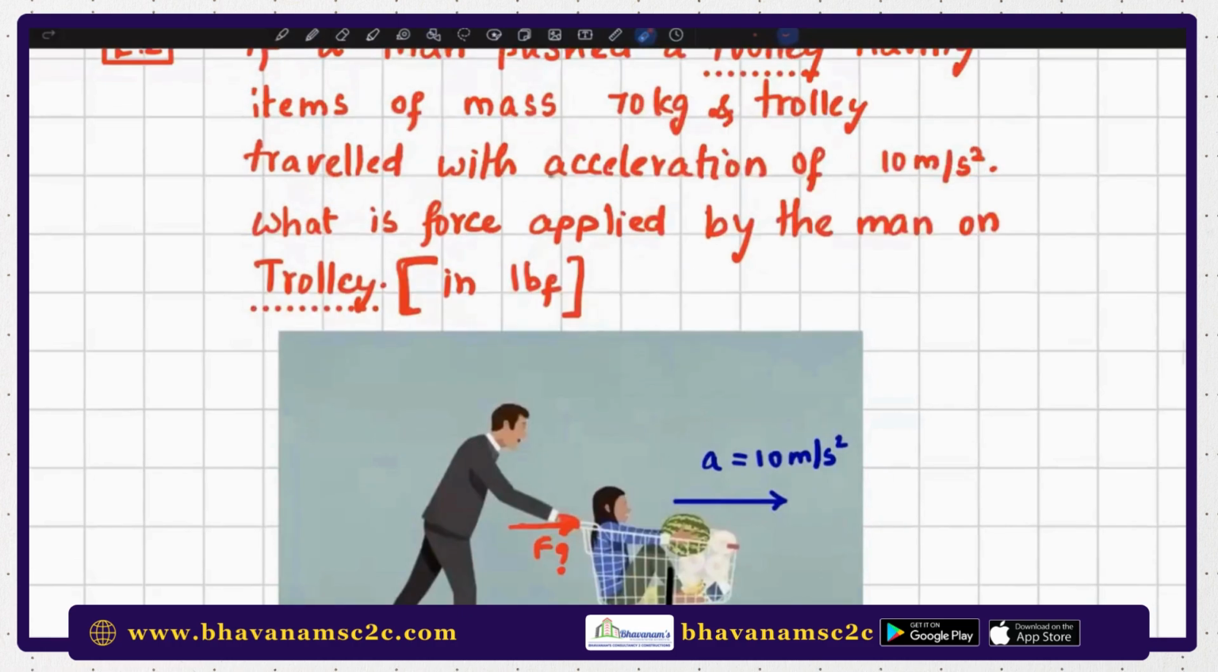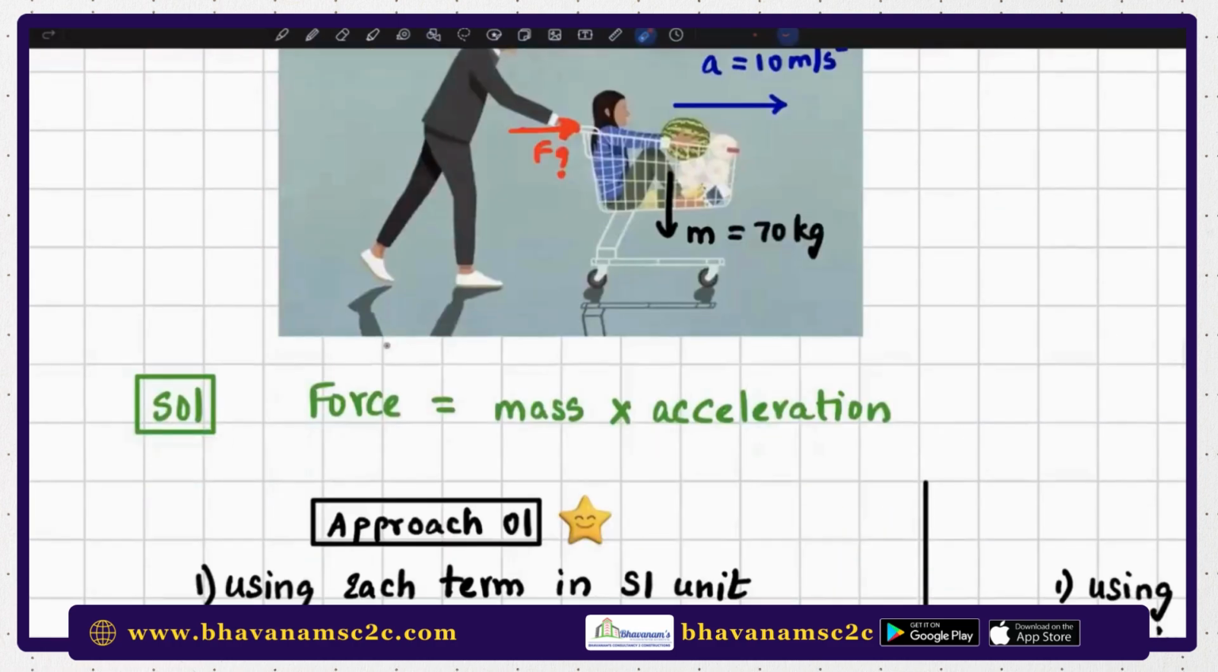So what I'm asking here, my primary target, is finding the force. And the primary formula: force is nothing but mass into acceleration. Now, okay, you know the formula, they have given the mass and acceleration.